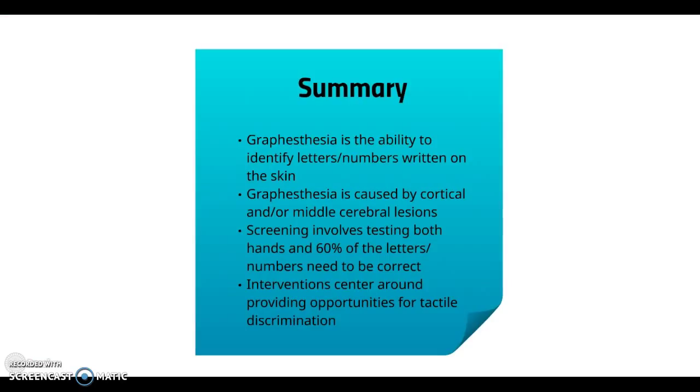Just to summarize the first half of this video, you now know that graphesthesia is the ability to identify letters or numbers written on the skin. You should also know that agraphesthesia is caused by cortical and middle cerebral artery lesions. Screening involves testing both hands, and 60% of the letters or numbers need to be correctly answered to pass the screening. Also, keep in mind that from an occupational therapy standpoint, interventions will focus on providing opportunities for tactile discrimination.